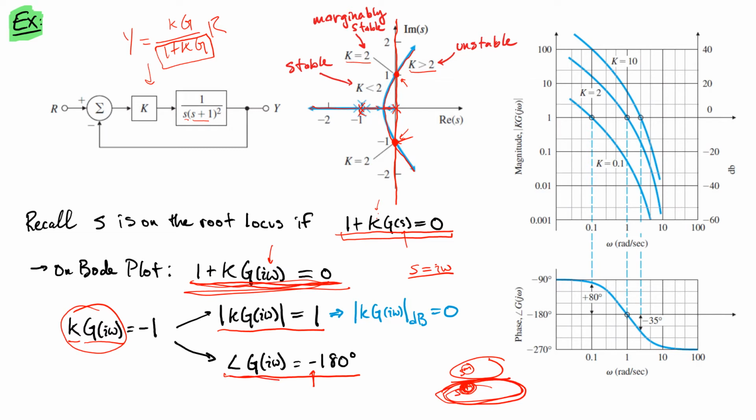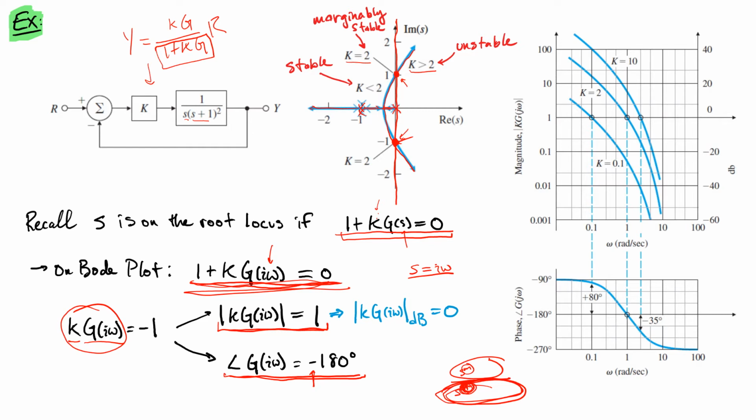So if the phase is at minus 180 and the magnitude is 1, then that means that we have points on this imaginary axis that are also on the root locus. So we're finding points that are on the root locus and on the imaginary axis simultaneously. And those are these marginal stability points.